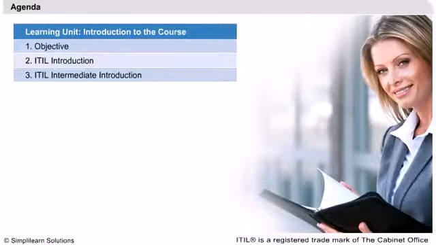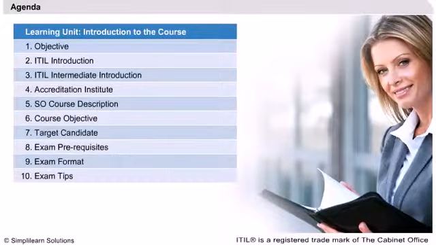This is followed by information about the Accreditation Institute, Service Operation Course Description, and its objective. We will then look at who can attend this course. Next, moving to the exam section, we will learn about the exam prerequisites, or say the eligibility criteria for attending this course, exam format, and the exam tips to help you achieve this certification. Lastly, we will look at the service operation course outline and the duration required for each learning unit and details about the quiz provided by Simply Learn at the end of each learning unit. So go ahead and experience this courseware.